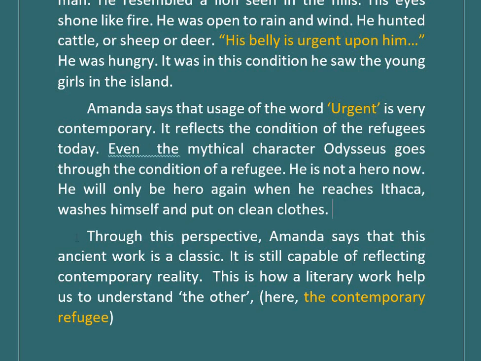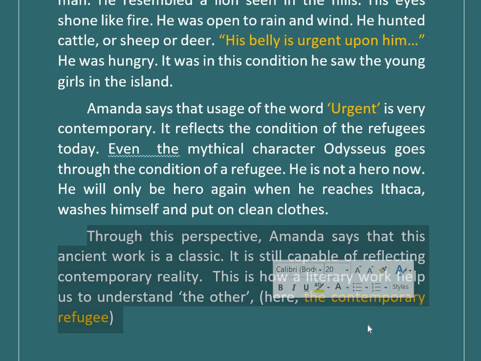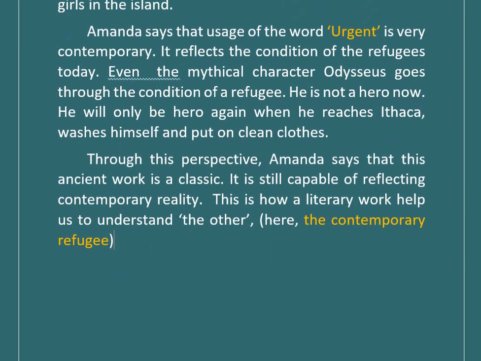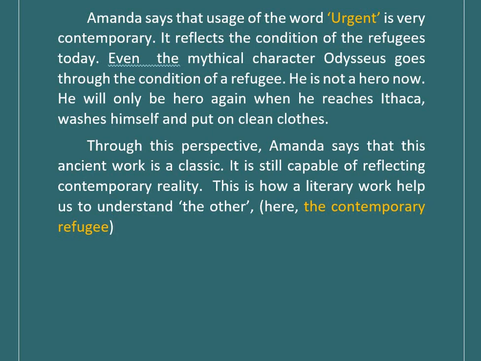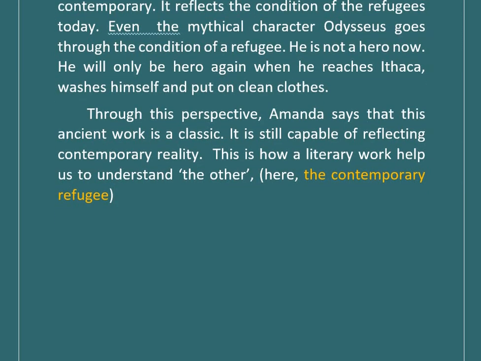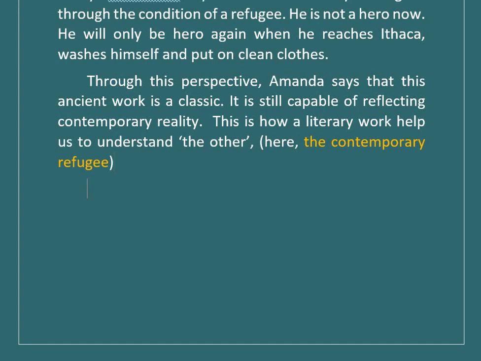So through this perspective, Amanda says that this ancient work is a classic. It is still capable of reflecting contemporary reality. This is how a literary work helps us to understand the other, here, the contemporary refugee. So that is it. We have gone through the first three paragraphs, and we will continue in the next class. Thank you.